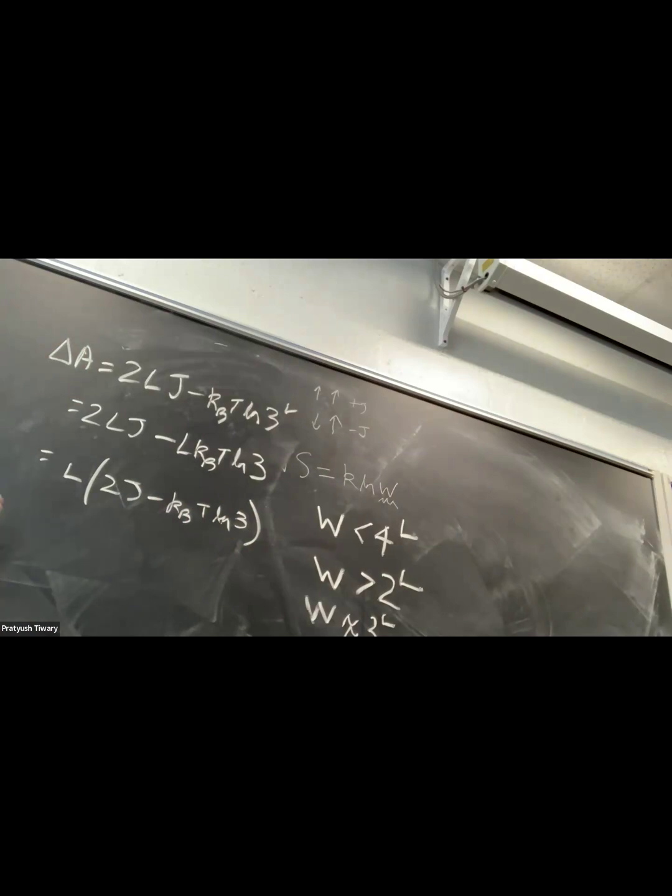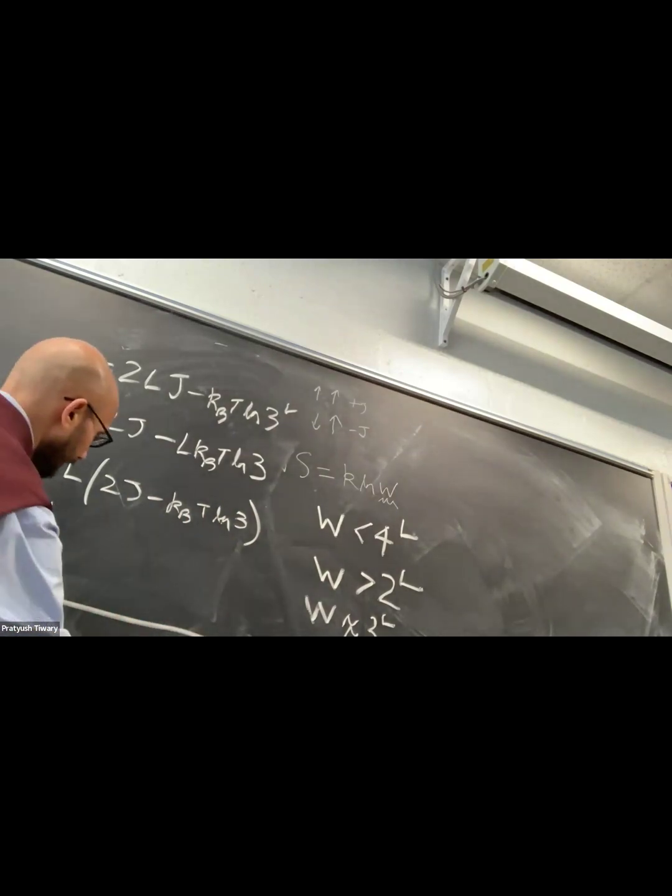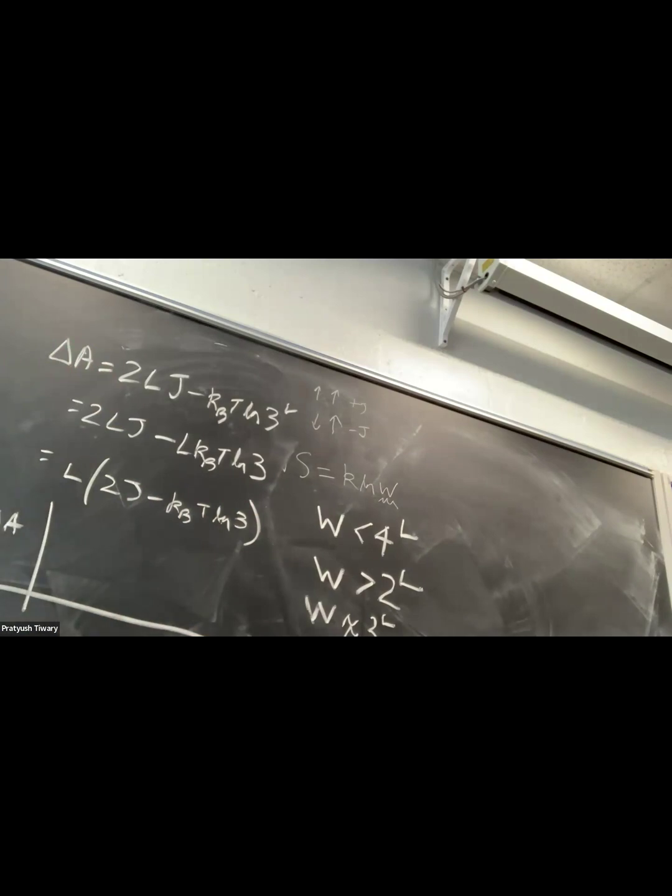Very nice. So now if I plot delta A versus T, what is the value of delta A at T equal to 0? It is 2J, right? So at T equal to 0, the Helmholtz free energy is positive if you want to create a domain for any value of L. It's not going to happen. At T equal to 0, if you create a domain, it will be like, I don't like it. I want to stay where I am.